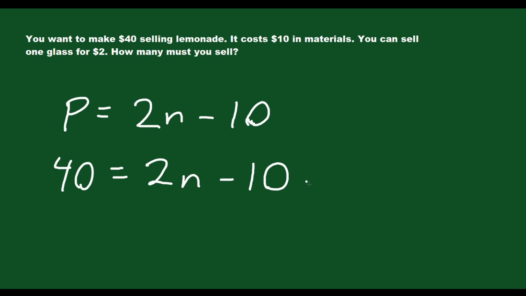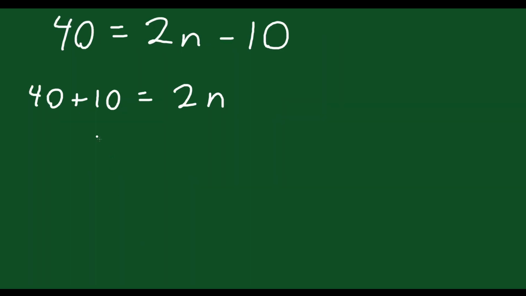Now we can go ahead and isolate for n, because the question says how many must you sell? How many glasses of lemonade are you going to sell to meet this goal? Well, that's your n value, right? N is the number of glasses of lemonade that you're going to sell. So you can solve for n by isolating it. So I'm going to start by moving 10 to the other side. So 40 plus 10 is equal to 2n. So that's 50 equals 2n. And then divide both sides by 2.